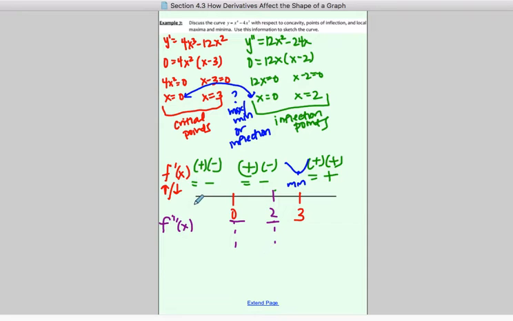-1 minus 2 would be negative. So I'd have negative, negative, which would give me a positive answer. Okay, positive second derivatives, remember, we are concave up. Now I'm going to do in between 0 and 2.